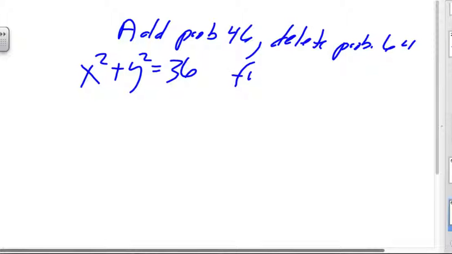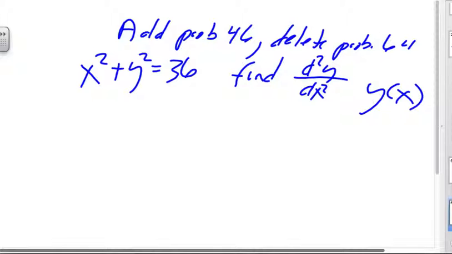And we want to find the second derivative, and y is a function of x, which means we have to do implicit differentiation. Okay, well, we've done this once already, but let's do it again. That's 2x, power rule, plus 2y, power rule, dy/dx, chain rule, equals 0.